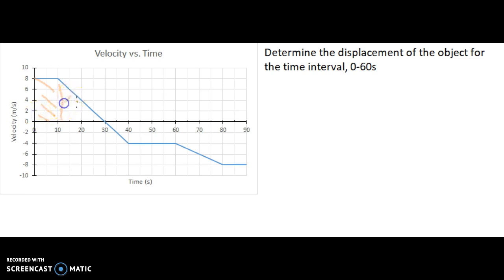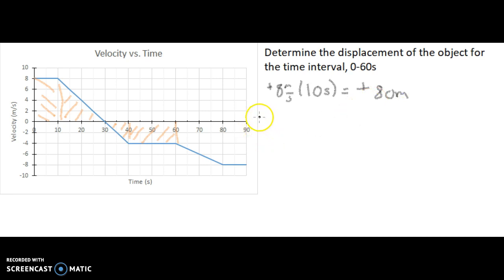Very poorly, I might add, but we're still sectioning them off so you guys can see clearly what we're taking the area of. From the first 10 seconds, so from 0 to 10 seconds, we have a positive 8 meters per second. All right, we're going to multiply that by the 10 seconds in which that occurs. So the first 10 seconds, the object moves positive 80 meters.